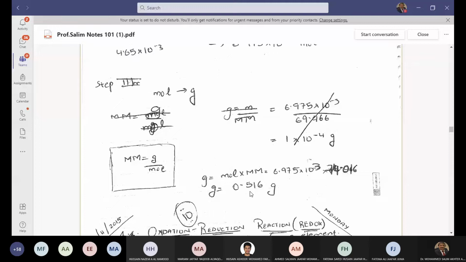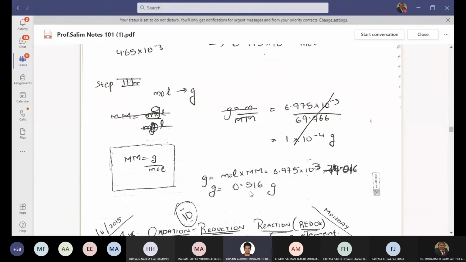Now, any question from acid-base reactions and its application? Any question from acid-base reactions, ionic equation, and acid-base application?